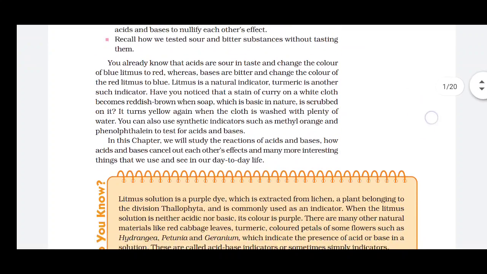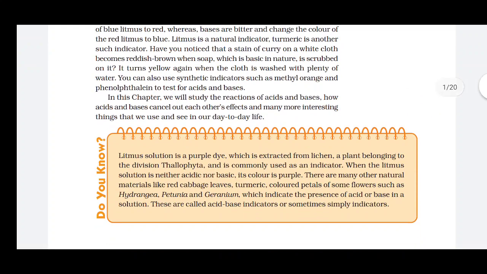Now next we have properties of bases. Bases are the substances which are bitter in taste, matlab kadwa hota hai ekdum, and soapy to touch. Our soap also is basic in nature. The substances used in it are basic in nature.